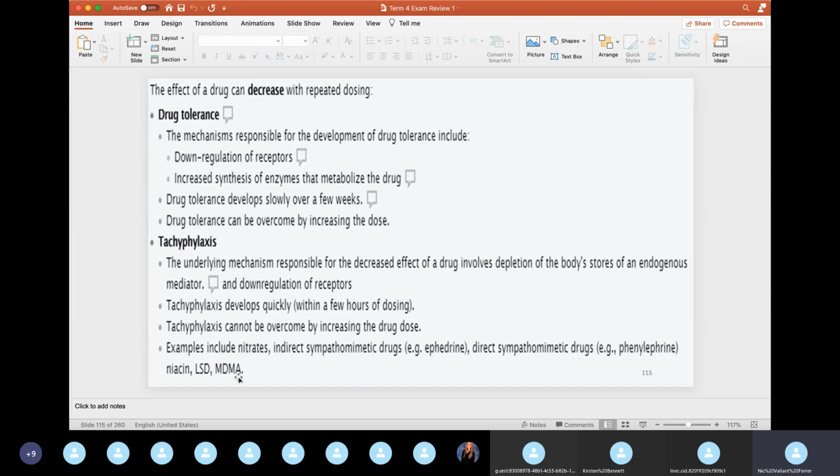Tolerance and tachyphylaxis. High yield here is tachyphylaxis, meaning this is responsible for a decreased effect of a drug. If you keep on giving a drug, it depletes the body's endogenous mediators. It downregulates the receptors. So if you keep giving the same drugs, the body can develop drug tolerance, and eventually, in the end, you can have tachyphylaxis. Remember, this cannot be overcome by increasing the drug dose. Okay? So this includes nitrates, ephedrine, phenylephrine, niacin, LSD, and your MDMA.